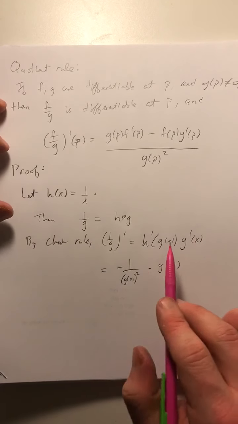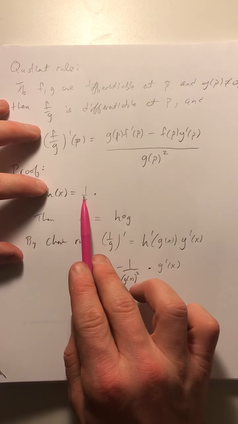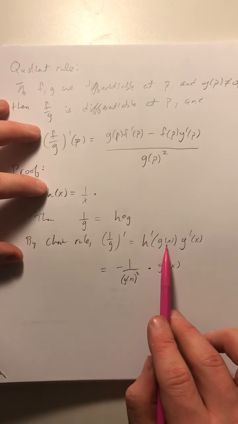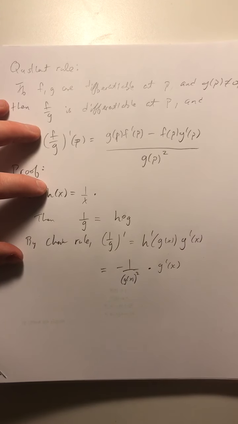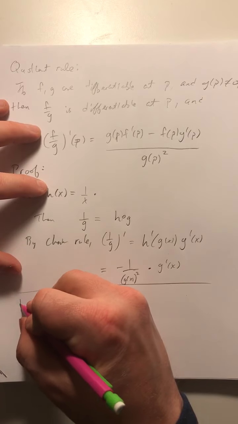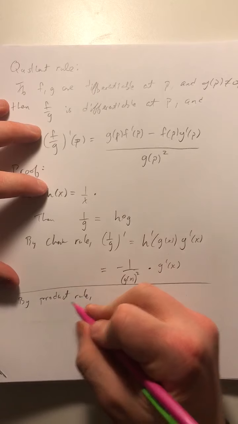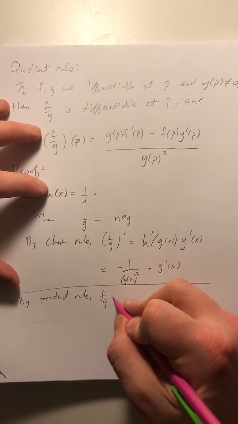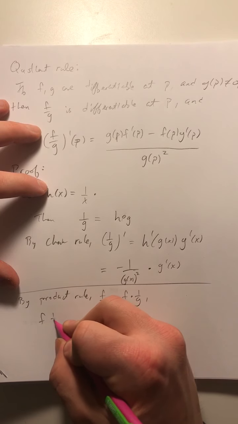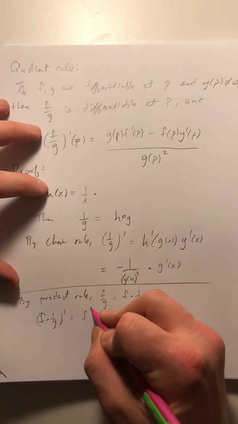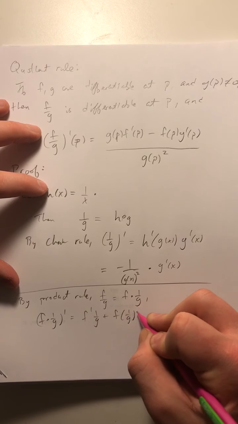Okay. So here I'm using chain rule. I know from a previous page that if h is a reciprocal function, then h prime is negative 1 over x squared, and I want to plug g of x in there, so I get negative 1 over g of x squared, and that's multiplied by g prime of x from the chain rule. Okay. By product rule, f over g equals f times 1 over g, and the derivative of this product is f prime times 1 over g plus f times the derivative of 1 over g.